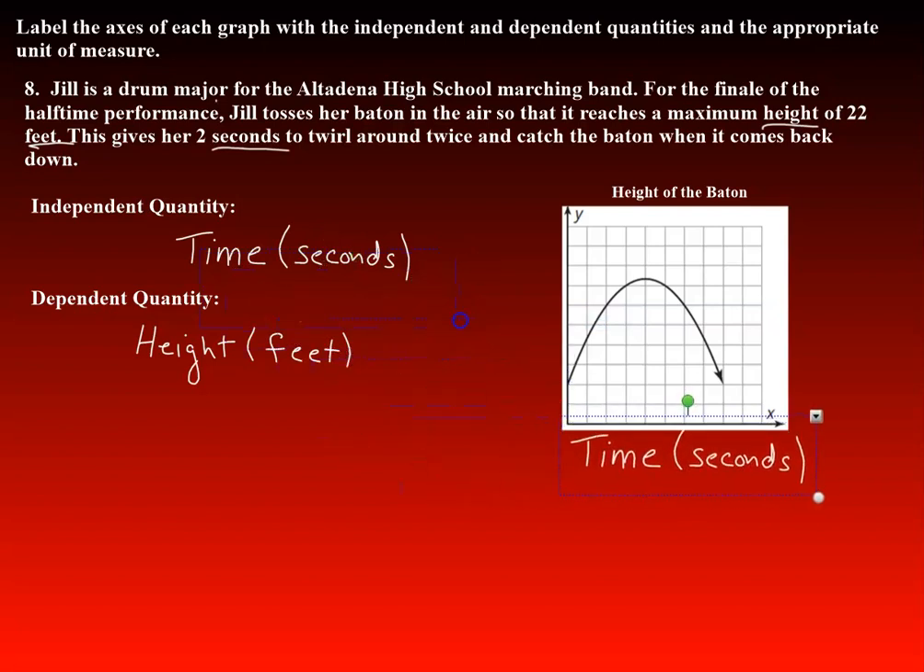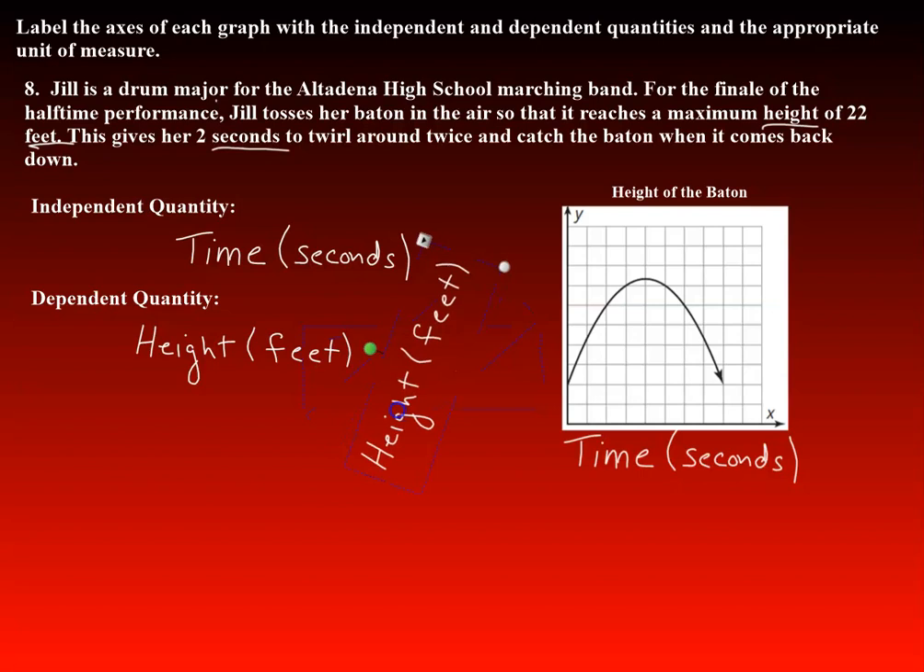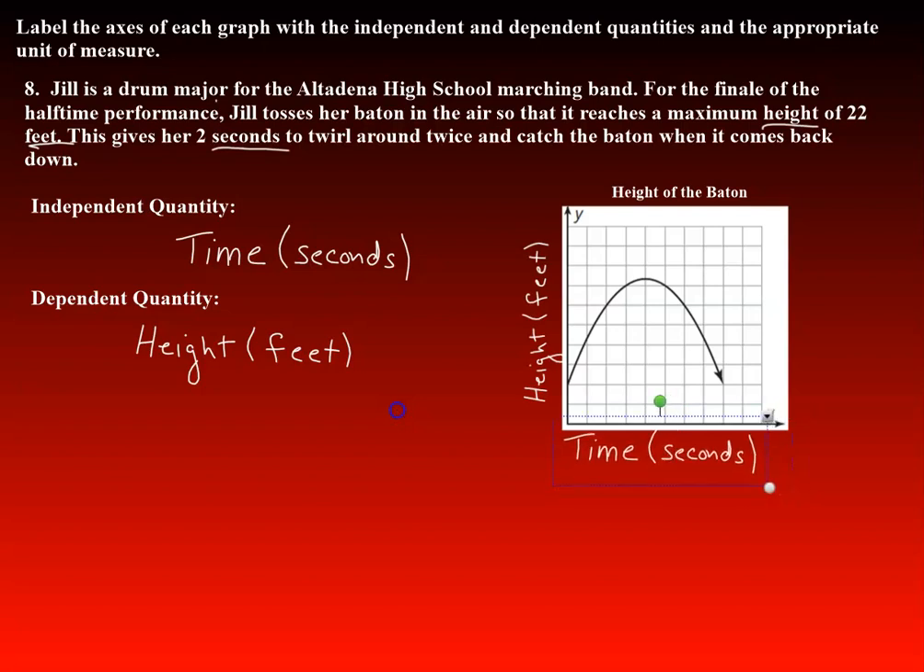And then we want to label our graph with this. So the x-axis again is going to be independent, and the y-axis again is going to be dependent. And so you should have got time on the bottom and height on the side. And with that, these are your notes for lesson 1.1.1. Don't forget to finish the extra problems that are on your worksheet.